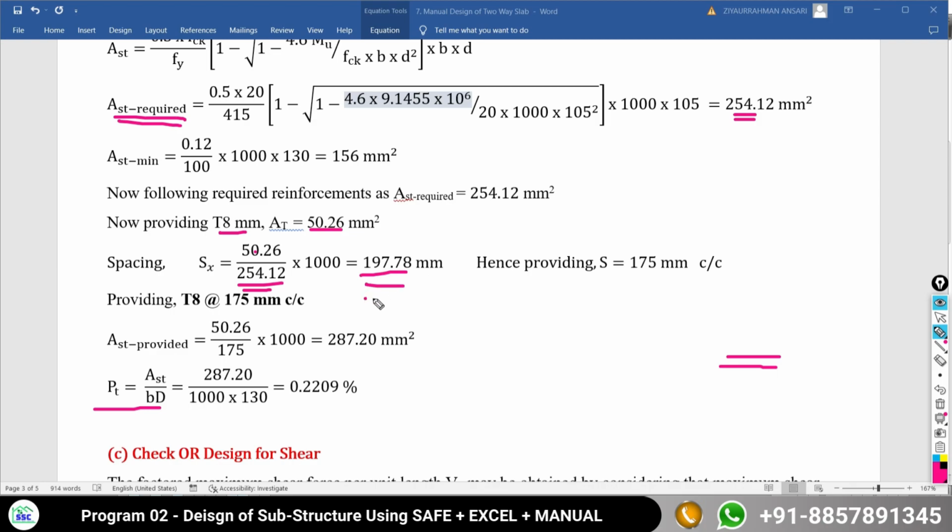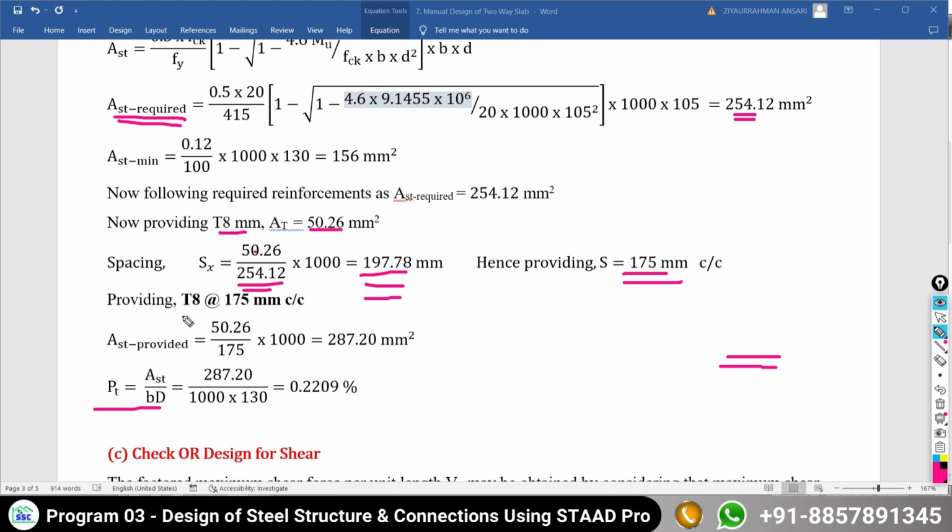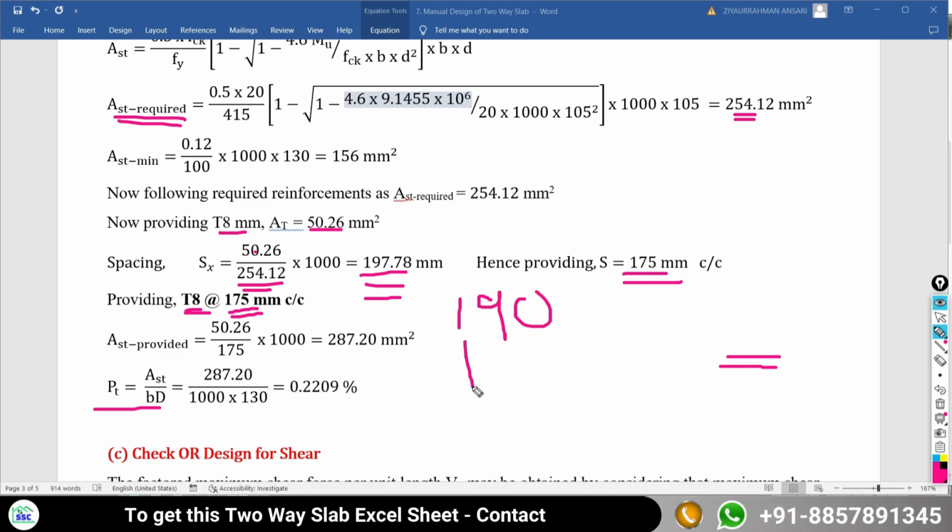197.78 mm spacing is required, so you have to reduce it to 175. Here, providing an 8 mm diameter bar at a spacing of 175 mm means 197. The lower value will be what? You can take 190 also. You can take 180 also.